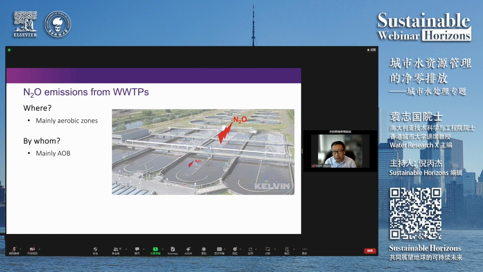And by whom? Heterotrophic bacteria produce a lot of N2O, but if they produce N2O in the anoxic zone, that does not necessarily lead to emission. On the other hand, in comparison, AOB produce N2O aerobically. That means when they produce N2O, there is a driving force for that N2O to be stripped. So AOB are actually the main dominating force.